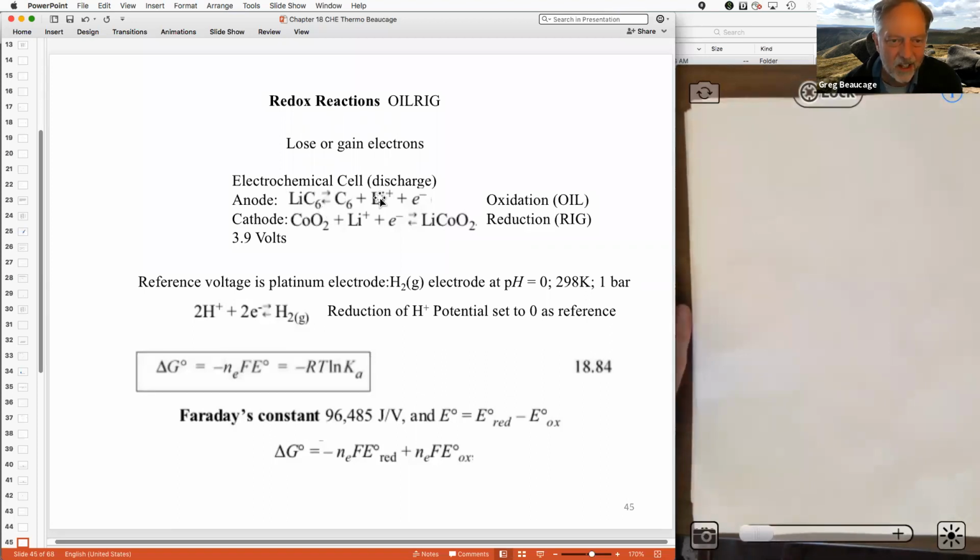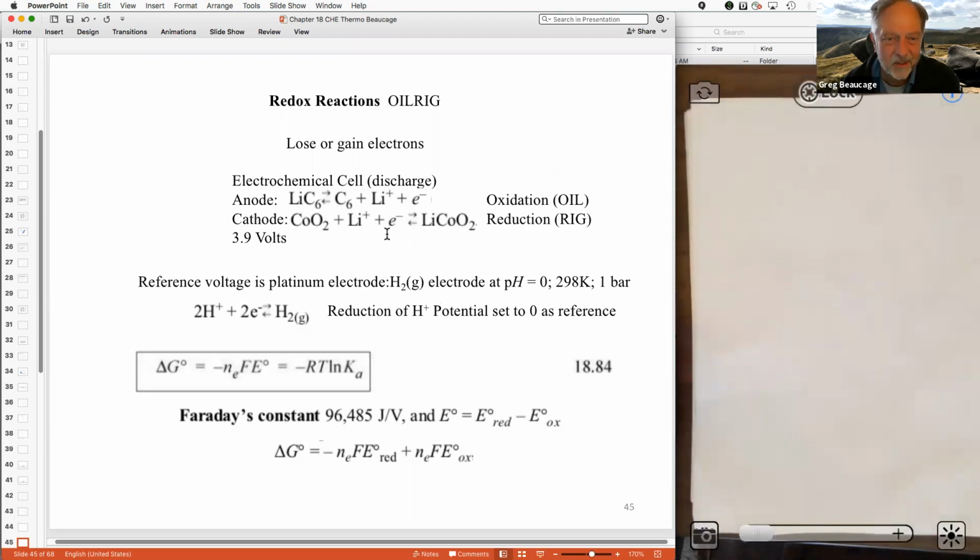And this is the graphite and lithium ion, and it releases an electron when that goes on. So that's an oxidation. So oxidation is loss. It's OIL. And then at the cathode, you have cobalt oxide combines with lithium ions and one electron to make lithium cobalt oxide. That's reduction because it's consuming an electron. So reduction is gain. And it's easy to remember OIL RIG. It's hard to remember what the G stands for. So this is the harder thing, the memory trick to remember oxidation reduction.